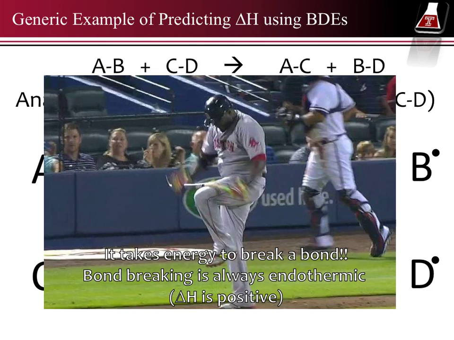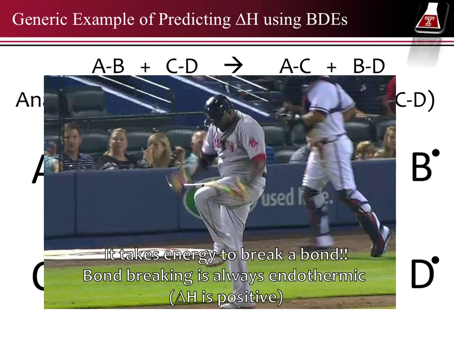All right, here there's a picture of somebody breaking a baseball bat. Obviously it takes a lot of energy to break a baseball bat. Or you've probably all broken a twig or a branch at some point in your life. You had to put a lot of work, or a lot of energy, into getting that to break. The same thing is true of chemical bonds. We have to spend energy to break that bond.